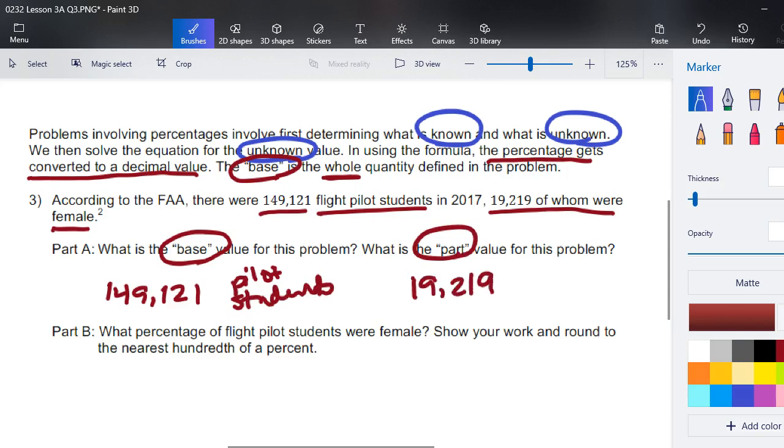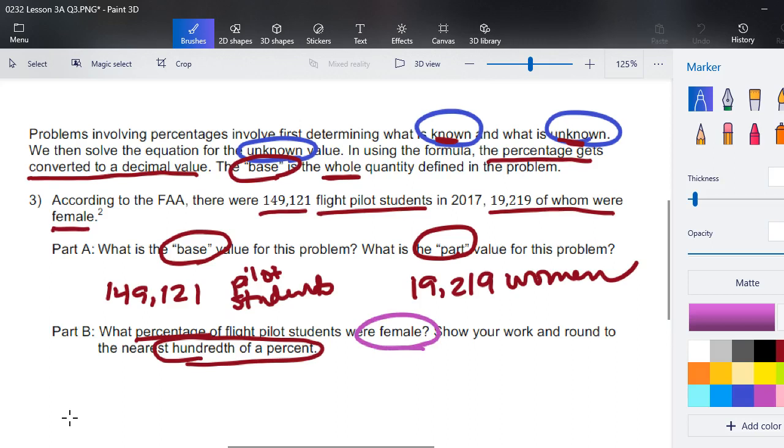Well, part of that class were female. What percentage of flight pilot students were female? Show your work and round to the nearest hundredth of a percent. So we have a job to do and we have directions before we say we are totally done. At the very top, it said find out what you know and what you don't know. So looking at our problem, they want to know what percentage of flight pilot students are or were female. Show your work and round to the nearest 100th of a percent.